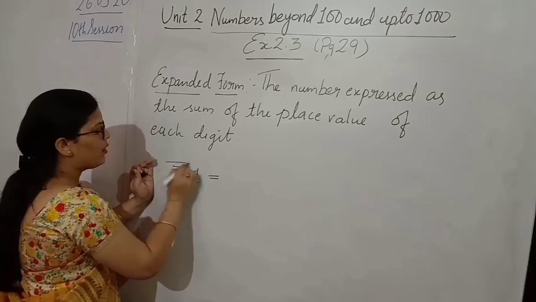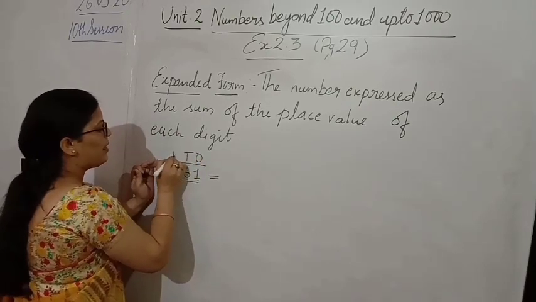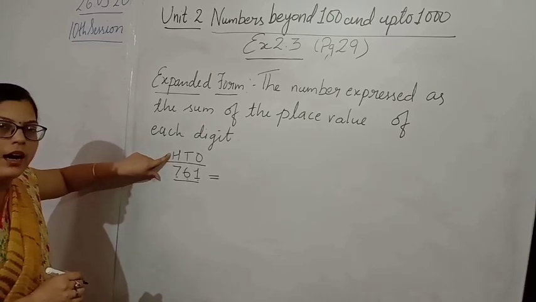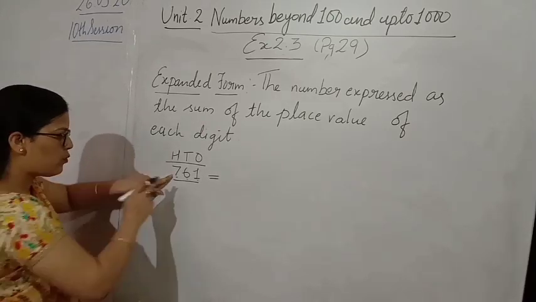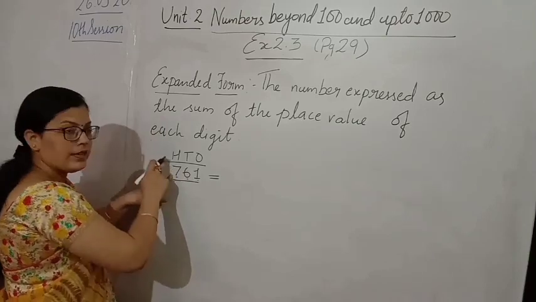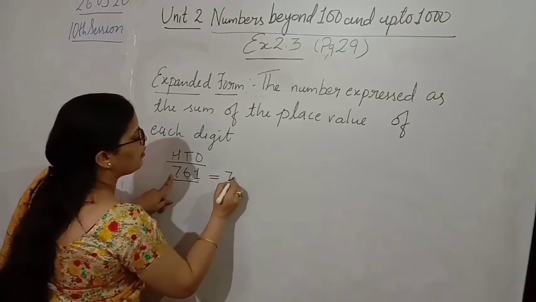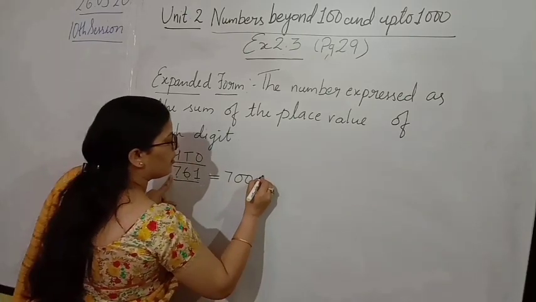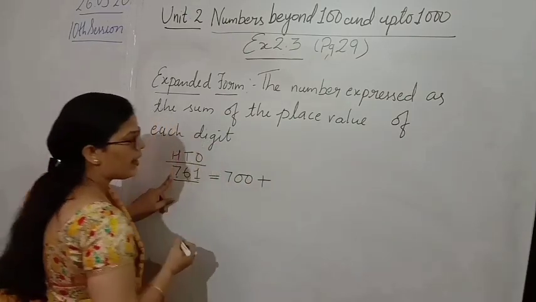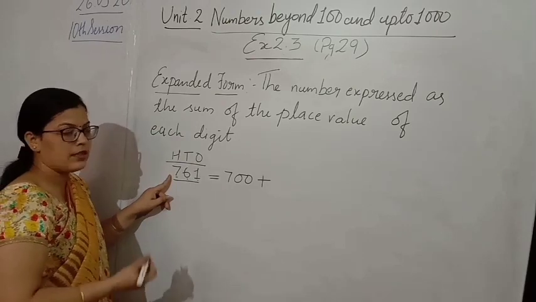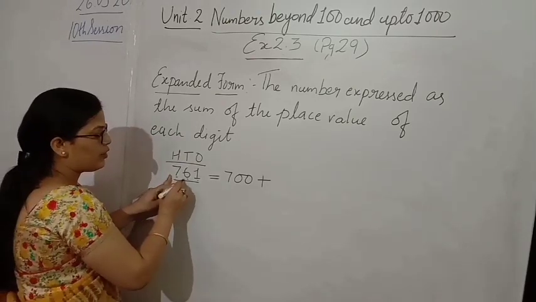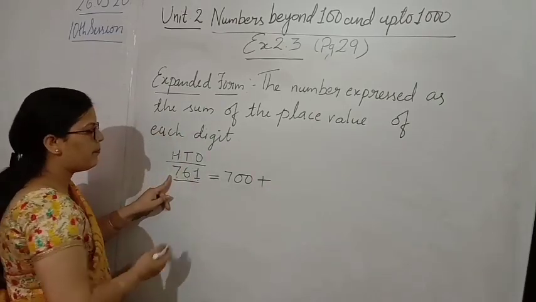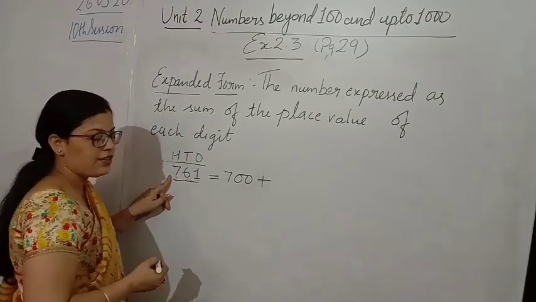So we'll begin with highest place value. Here in this 3-digit number, the highest place is hundreds place. So we'll write the place value of 7. 7 is at hundreds place, so its place value will be 700. Then we write the sign of addition. We have to express this number as the sum of place value of each digit. So we'll put the sign of addition here.